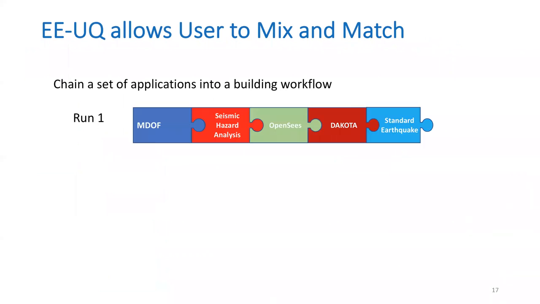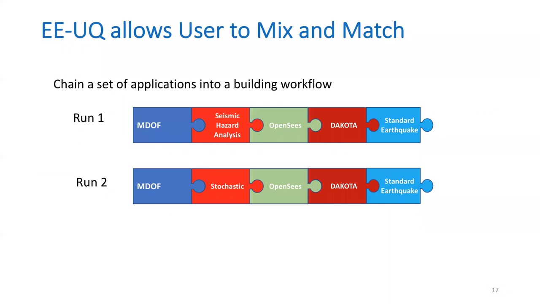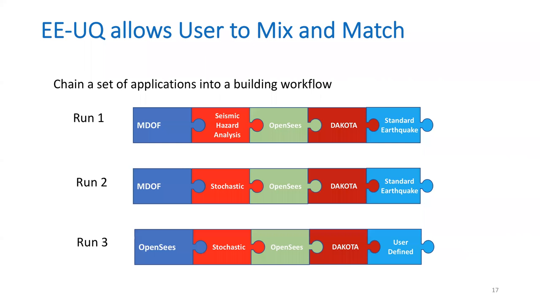EEQ basically allows the users to play with the different applications to see what the different results are. For example, in this case, we're using the MDOF structural analysis model, the seismic hazard analysis, OpenSees, Dakota as our UQ engine, and some standard earthquake response. In run 2, basically, I'm switching from the seismic hazard analysis, I'm going to just try stochastic analysis or just use synthetic ground motions. And then finally, in my last run, say I want to use OpenSees with the stochastic. I'm going to use OpenSees for the analysis, Dakota for my uncertainty engine. And then I'm going to want some user-defined output.